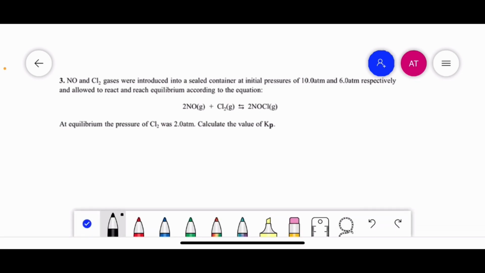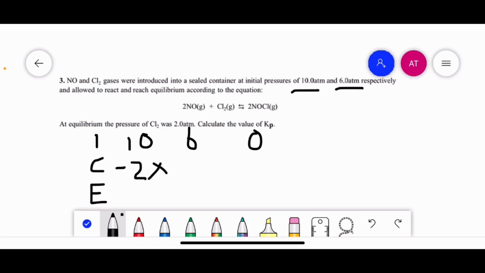Okay, so in question number 3, they want us to find Kp. We are given that the initial pressures of NO and Cl2 are 10 atmospheres and 6 atmospheres. So what we have to do is construct an ICE table. So for NO, we start with 10, and for Cl2, we start with 6, and with NOCl, we start with 0. So then it's minus 2x because of the coefficient, 6 minus x for Cl2, and plus 2x for NOCl. So we end up with 10 minus 2x, 6 minus x, and 2x.